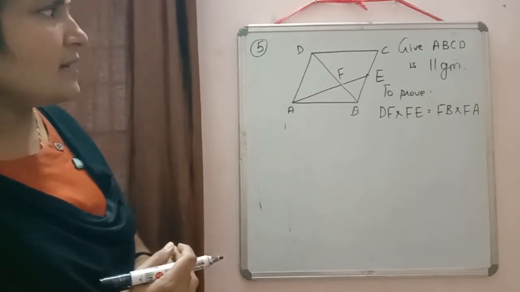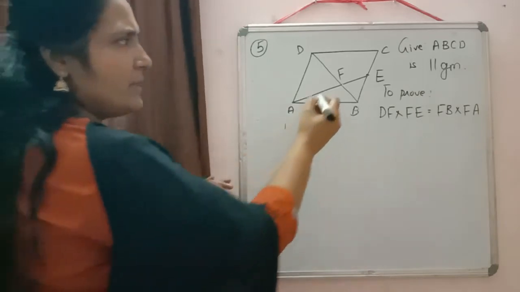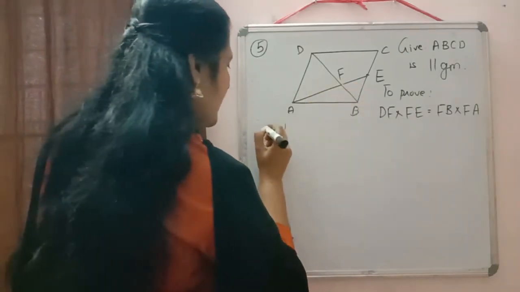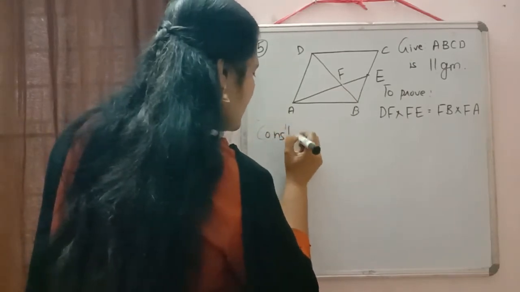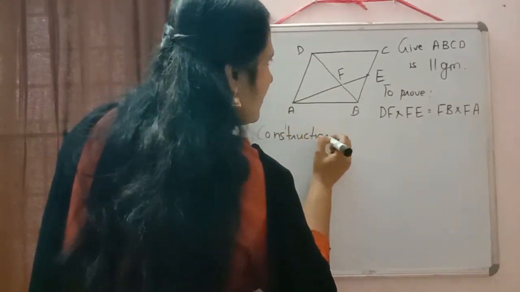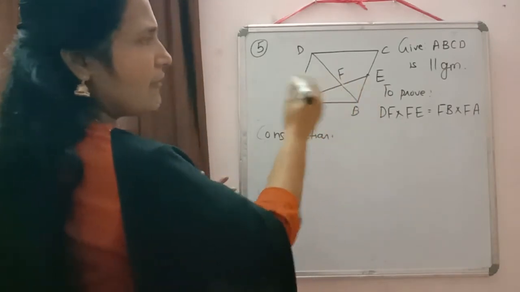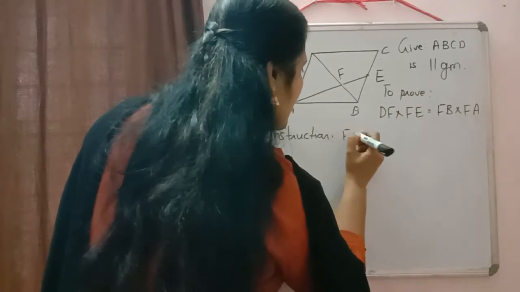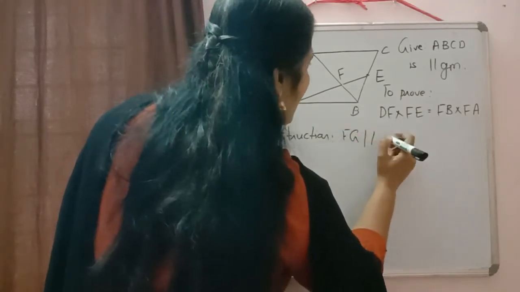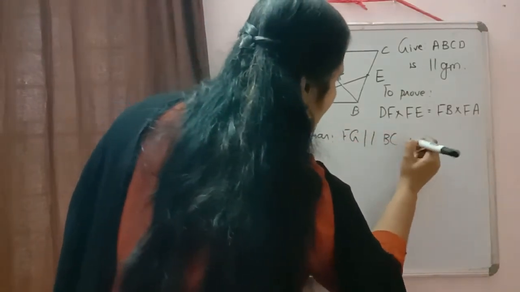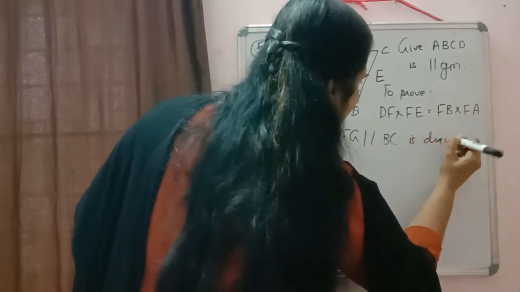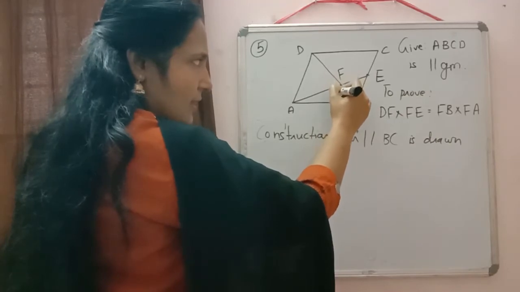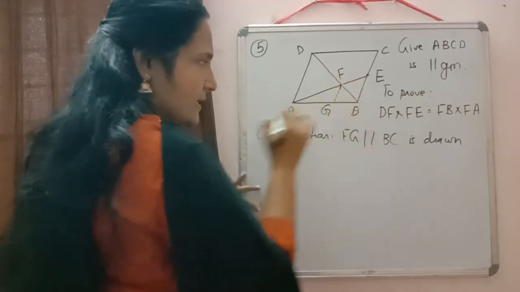From where can we construct? Can we construct from here, downwards? So before proving, write down construction. Already A, B, C, D, E, F are there. So we can construct FG. Write down FG parallel to BC is drawn.